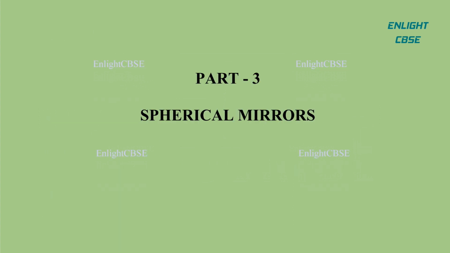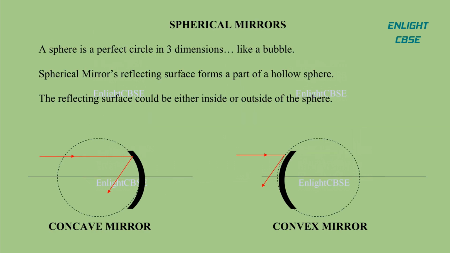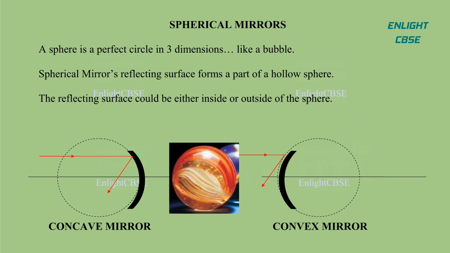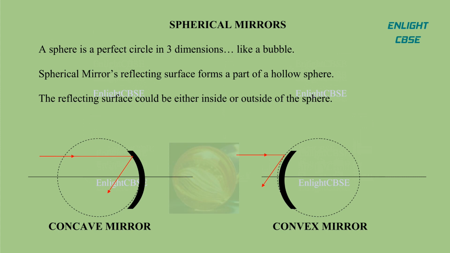Light Part 3. Let us understand spherical mirrors. What are spherical mirrors? A sphere is a perfect circle in 3 dimensions, like a bubble. A spherical mirror's reflecting surface forms a part of a hollow sphere. The reflecting surface could be either inside or outside of the sphere.